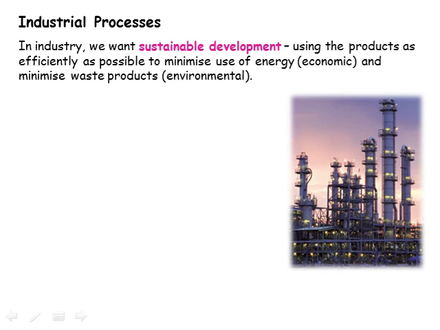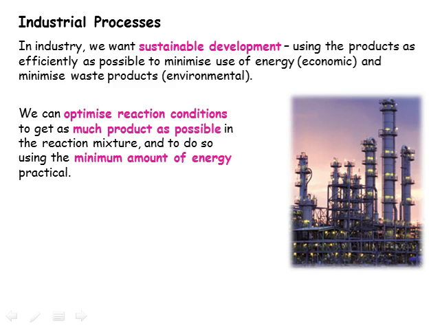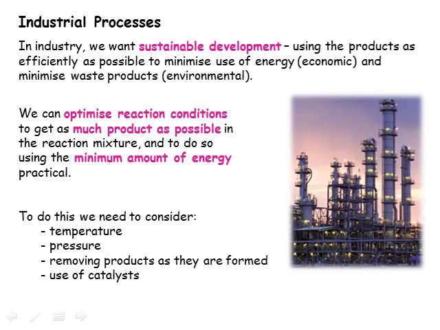Now that we know about chemical equilibria and how the conditions affect them, we can apply our understanding to reactions that are used in industry. Here the emphasis is on sustainability, which means being able to make the products cost effectively from renewable raw materials, minimising energy use and minimising waste products. By optimising the reaction conditions, we aim to make as much product as possible using the minimum amount of energy necessary. We therefore need to consider temperature, pressure, catalysts, and how we will remove the products from the reaction mixture.